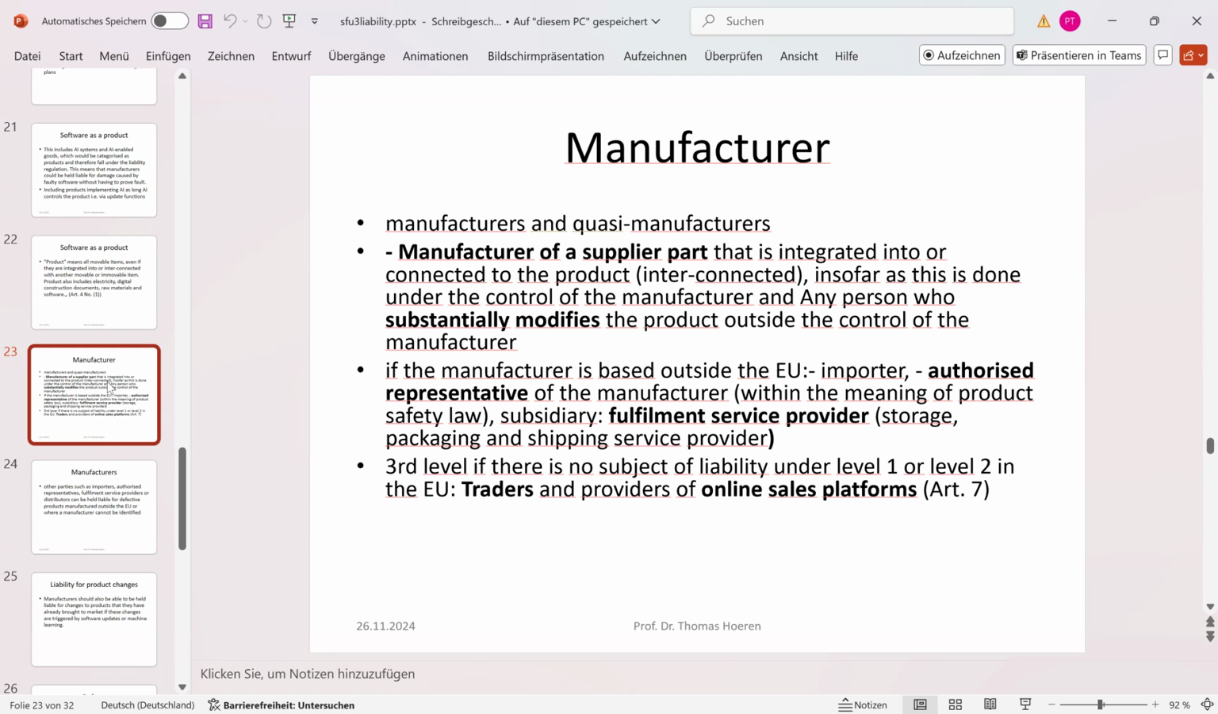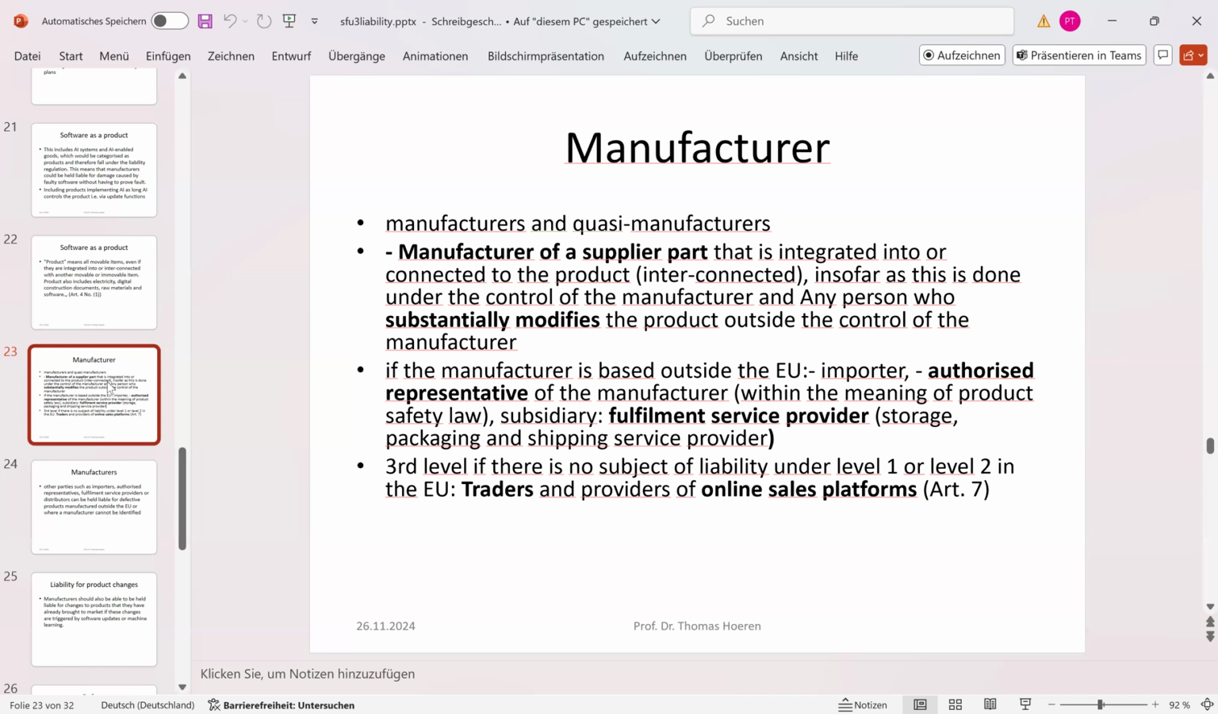This definition has now been changed because a manufacturer is also a manufacturer of a supplier part that is integrated into the product. And if the manufacturer is living in China and you are importer or representative in Europe, you're also a manufacturer. You're considered to be a manufacturer. Even if you are only a service provider, storing Chinese goods, you are regarded to be fully liable.